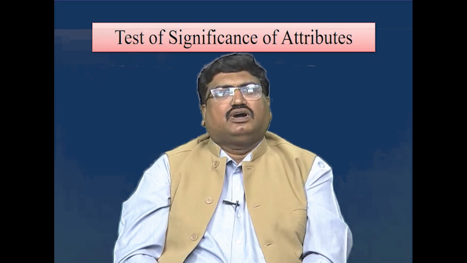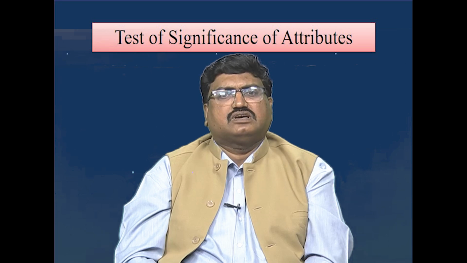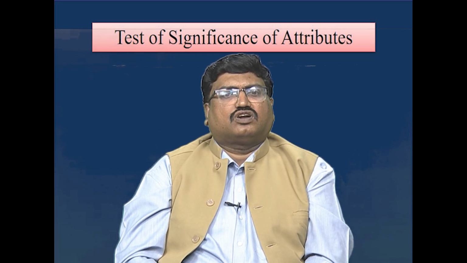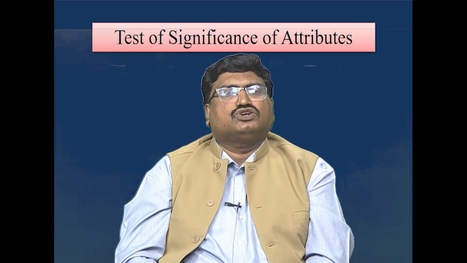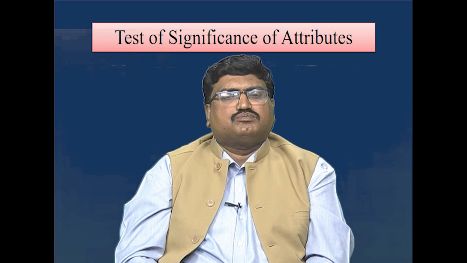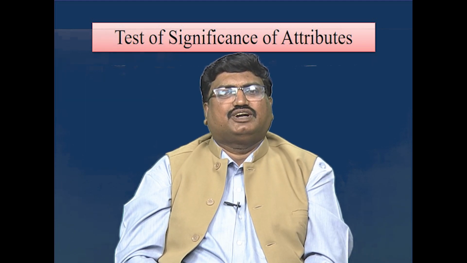The chi-square test is a statistical test commonly used for testing independence and goodness of fit. Testing independence determines whether two or more observations across populations are dependent on each other, or whether there is one variable which helps to estimate the other. Testing for goodness of fit determines if an observed frequency distribution matches the theoretical frequency distribution.